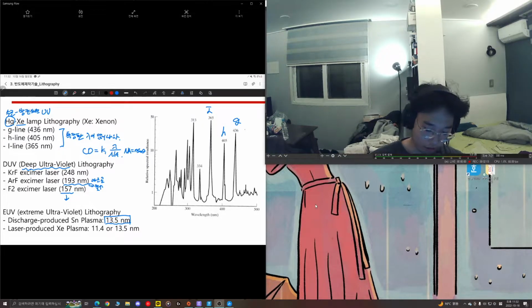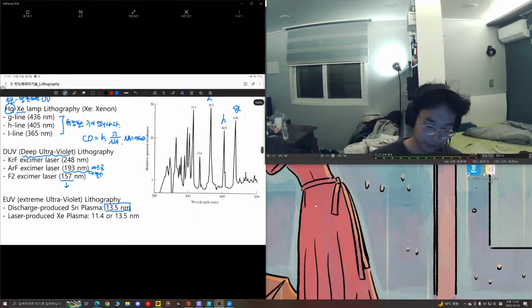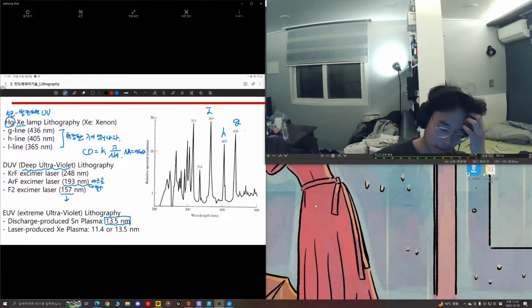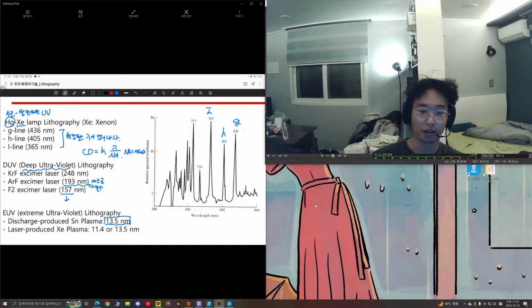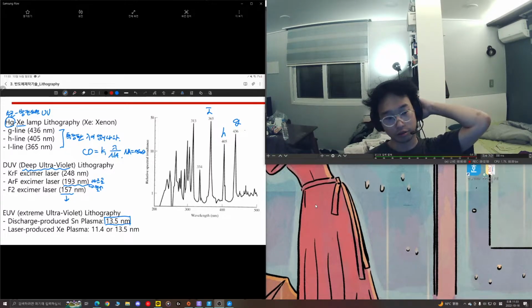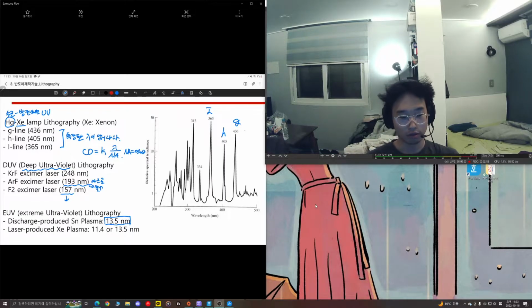This is also like the HG xenon lamp lithography. There are three types of lasers in use at companies, but they use argon F very much, and they don't use the F2 excimer laser.